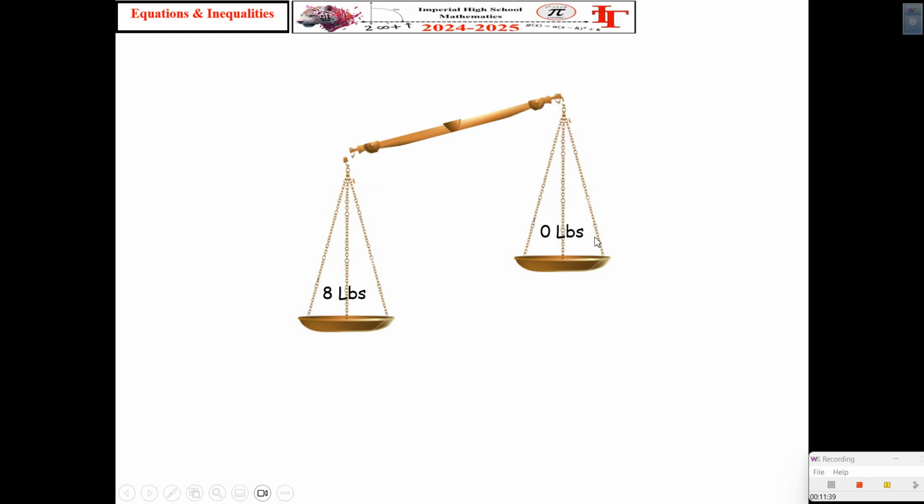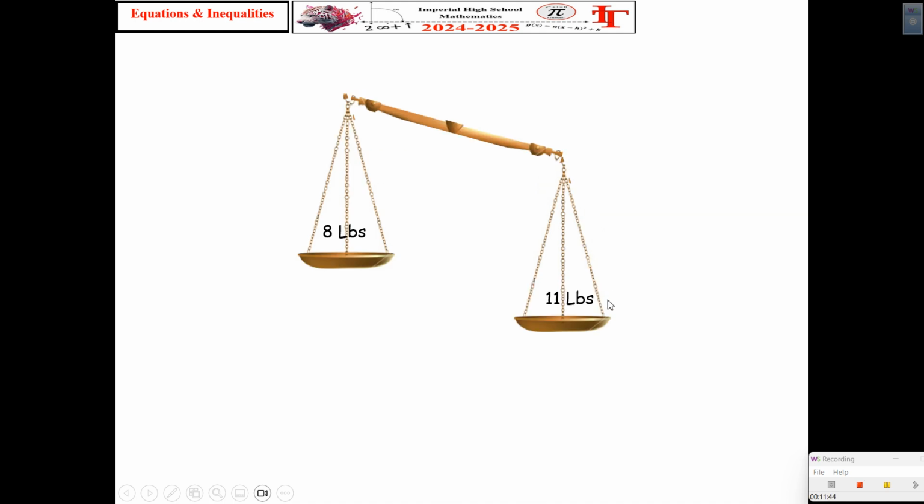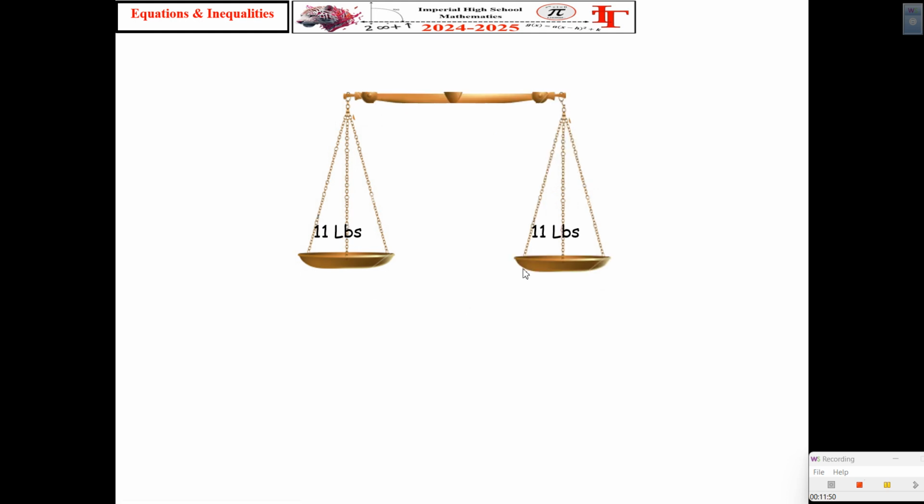8 pounds. Then that's how it balances out. But what if this side had more weight? 11 pounds. How many more did I need to add to this side? 3 more, and that's how it balances out. Well, guess what? That's where we get equations and inequalities. Watch. Look up to the screen.